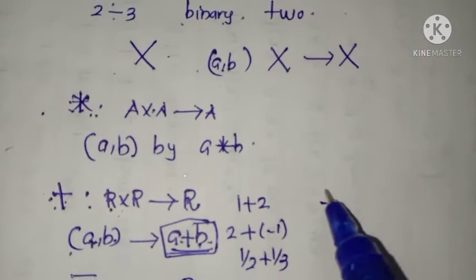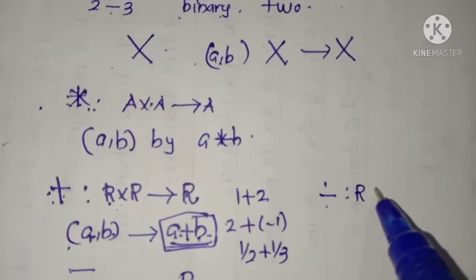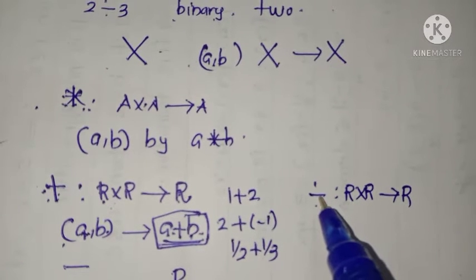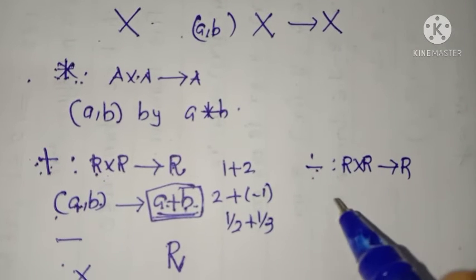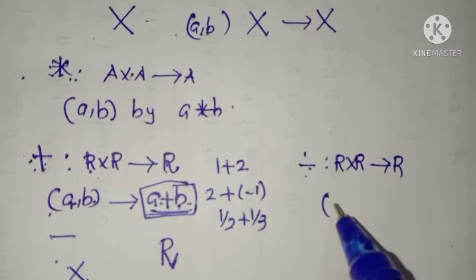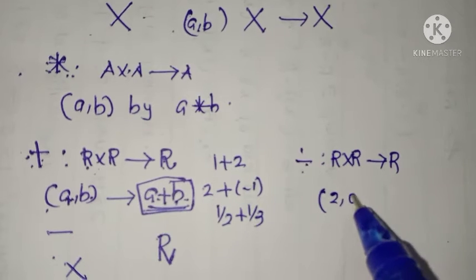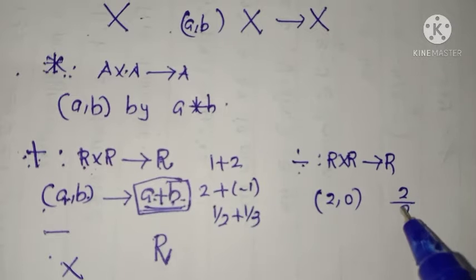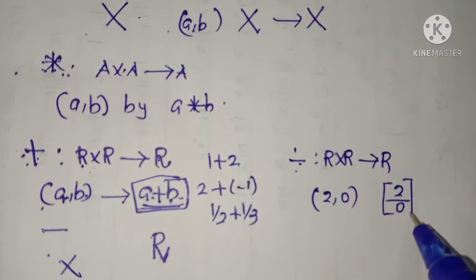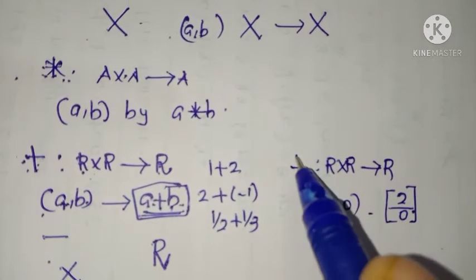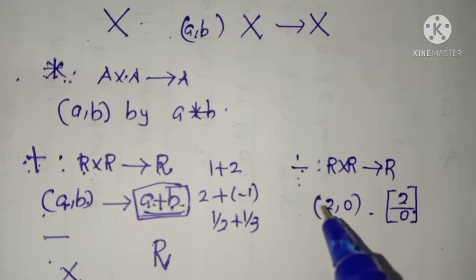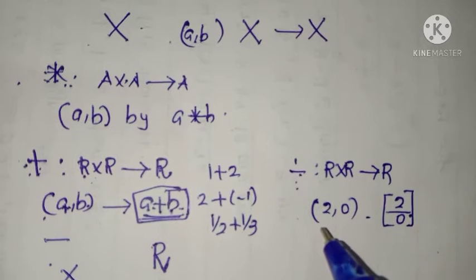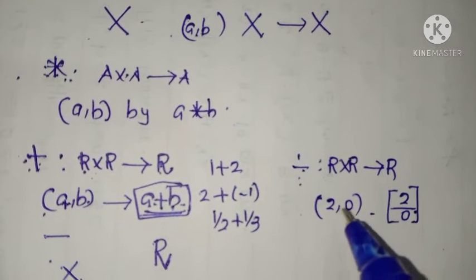What about the operation division? Division from R cross R to R. Is this operation a binary operation? No, because if we take the ordered pair (2, 0), satisfying the operation 2 by 0, is 2 by 0 defined? Not at all. So, division is not a binary operation on R.